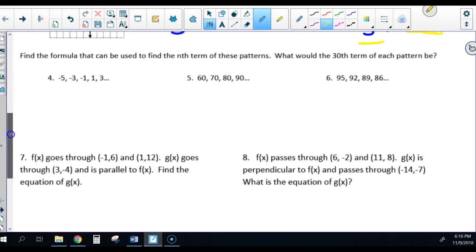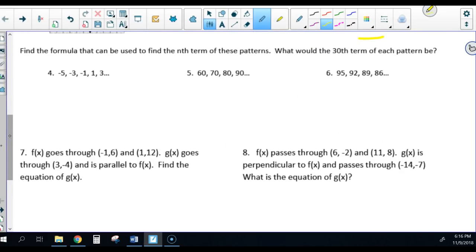Okay, moving on to number 4. We need to find the formula that can be used to find the nth term of these patterns, and also what the 30th term of these patterns would be. So first we'll find the formula. The formula is going to be in the form a sub n equals mn plus b. m is my slope. That's what we're counting by. So if I look at this pattern, negative 5 to negative 3 to negative 1 to 1 to 3, those are all plus 2. So 2n plus b.